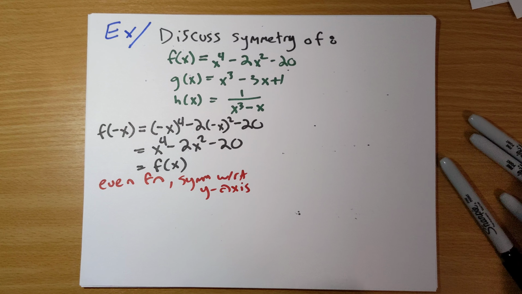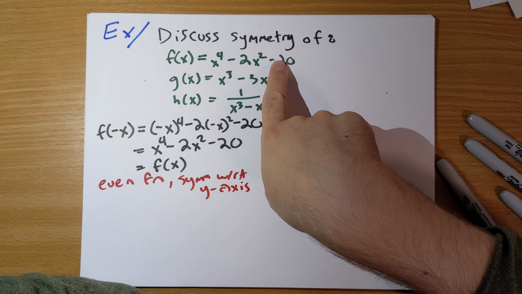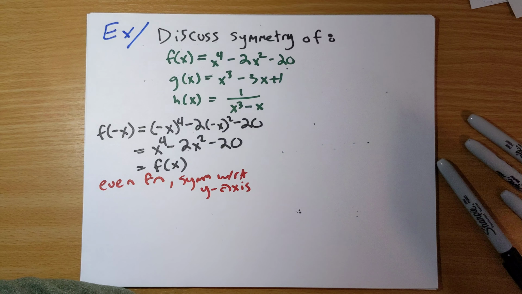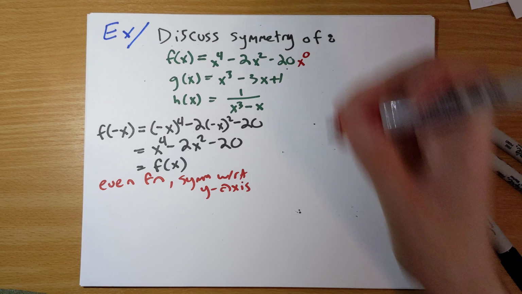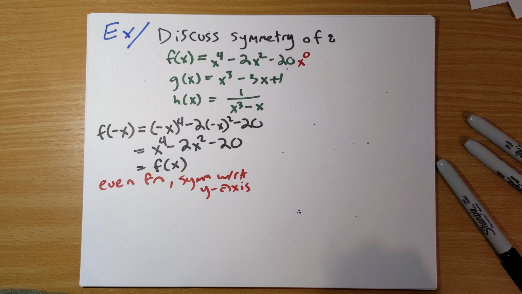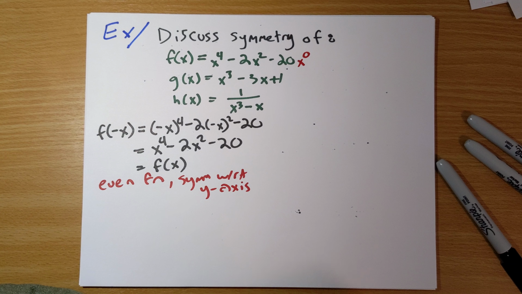And let me just point out here that all of the powers of x that are appearing in f of x are even powers. x to the fourth, x squared, and negative 20, we can think of as negative 20 times x to the 0. x to the 0, of course, is 1. So 4, 2, 0, those are all even powers.